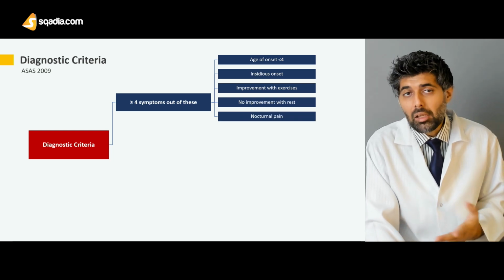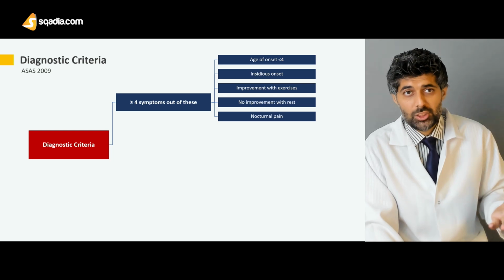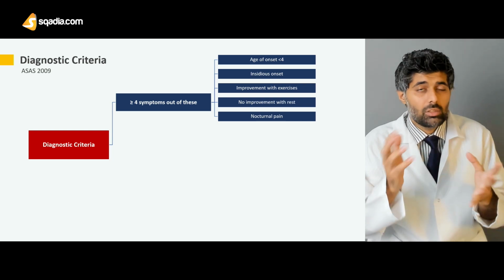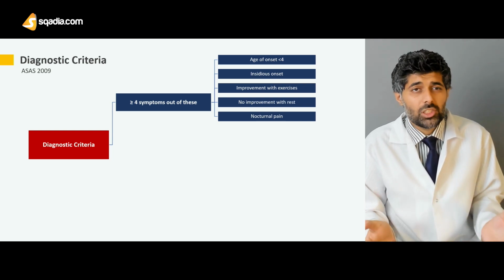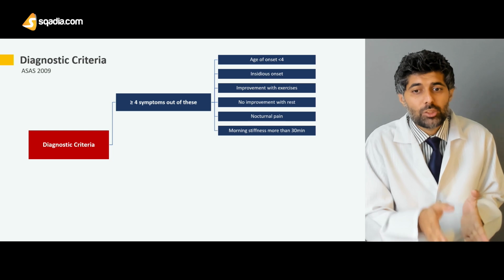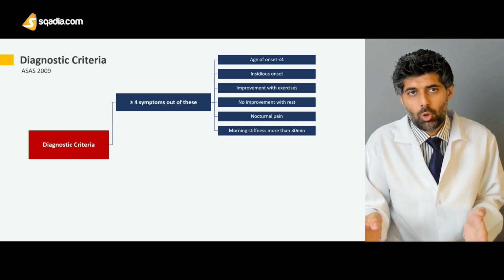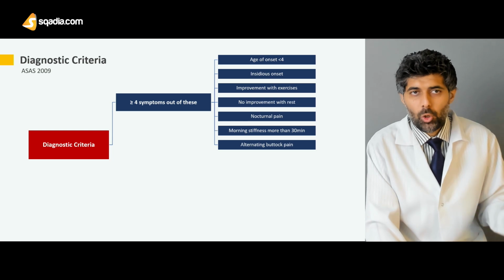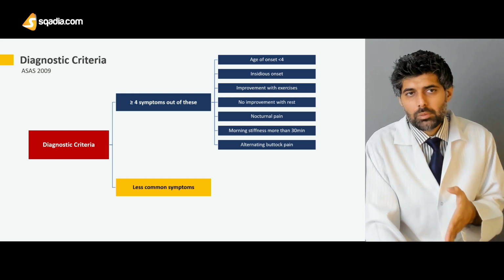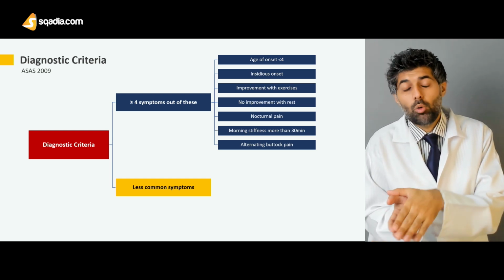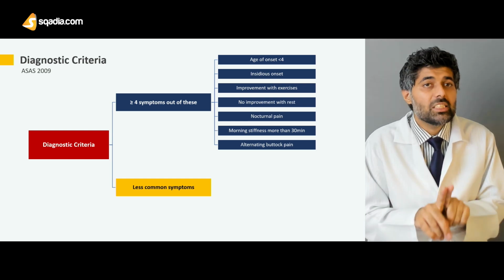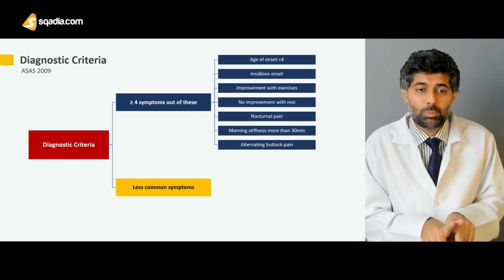There's nocturnal pain, that is the patient wakes up during sleep, and the pain subsides after the patient either does a little exercise or walks a little. Next, we have morning stiffness that lasts more than 30 minutes in the morning. We have alternating buttock pain. Now, if 4 or more than 4 of these symptoms are present along with those 2 initial symptoms, then we can easily diagnose the patient with ankylosing spondylitis.